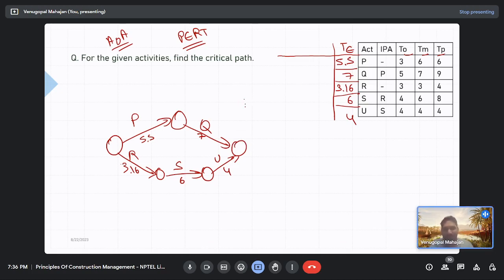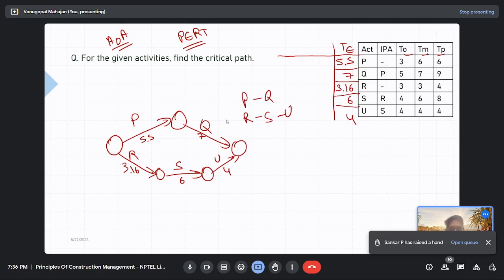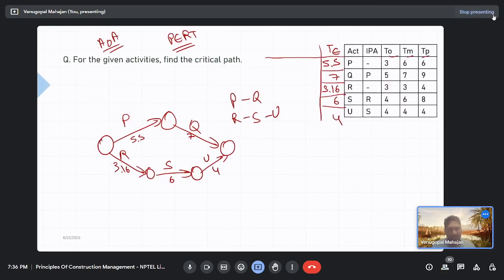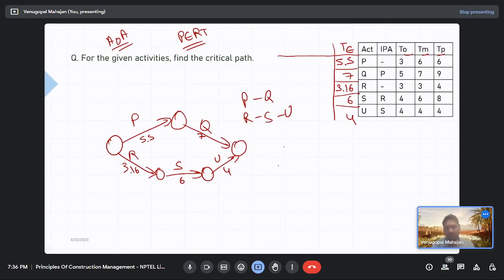So we have got two paths, right? PQ and RSU. What is our path length now? If you want to say anything, you just need to turn on your mics. Okay. So for PQ, it is 12.5. What about RSU? 13.16. So which is the critical path? RSU, longest path. Yeah, RSU.